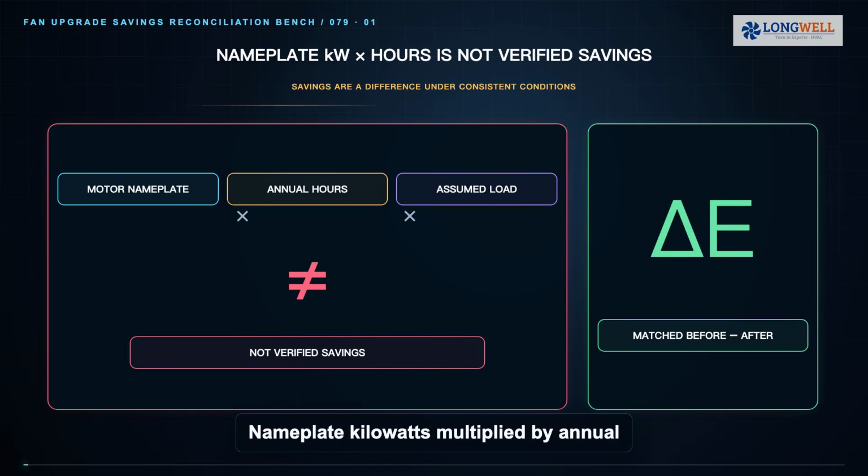Nameplate kilowatts multiplied by annual hours is not verified fan upgrade savings. The nameplate is a rating, not the actual input at every duty point, and scheduled hours are not always run hours. Savings represent a difference between what would have been used and what was used under consistent conditions.